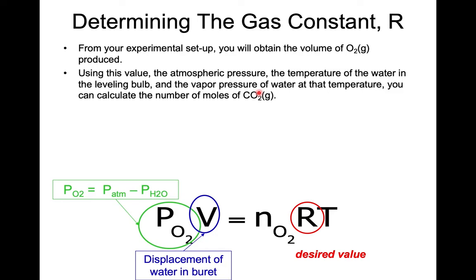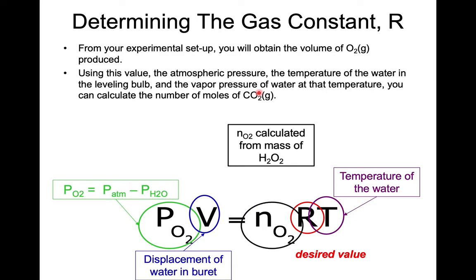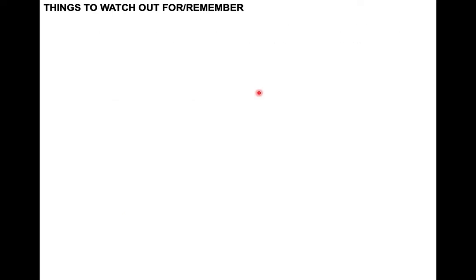Volume, you've measured that by displacement of water. So you'll measure that directly from your burette, and you'll convert that into liters. The temperature will be the temperature of the water. You will measure it in degrees Celsius. You will want to add 273.15 to your measured temperature to convert it to Kelvin. The number of moles of O2 will be calculated from the mass of H2O2 that you used, because for every 2 moles of H2O2 that decompose, you form 1 mole of O2 gas.